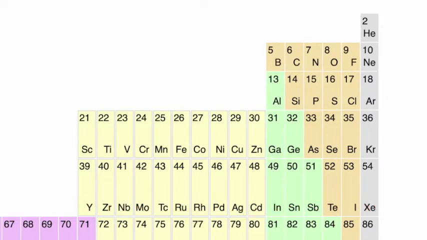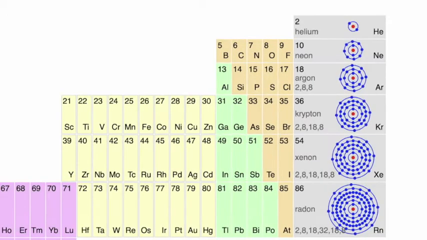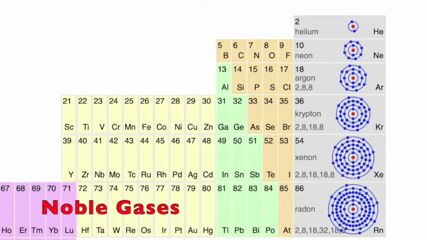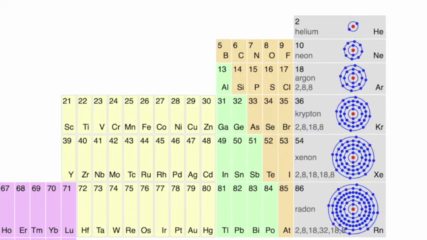We're going to look at the noble gases all the way over on the right. As you can see, they have full outer shells, a full octet. That means they have 8 valence electrons. This is a very stable arrangement for them. Noble gases are unreactive, which means they don't participate in chemical reactions.